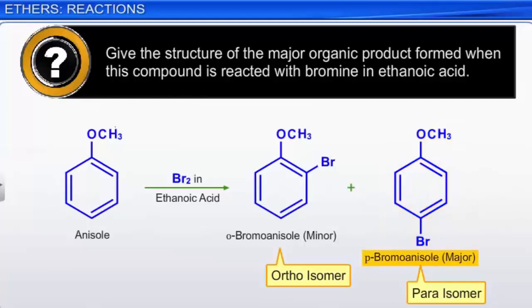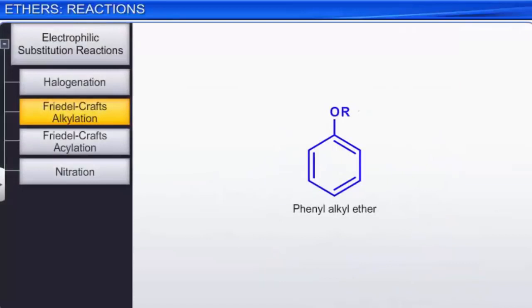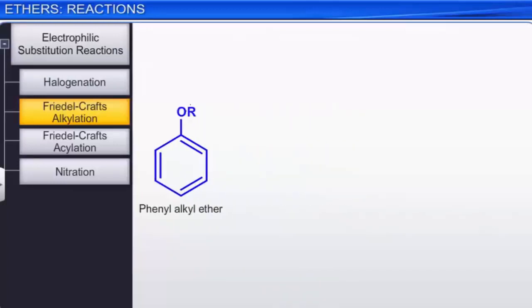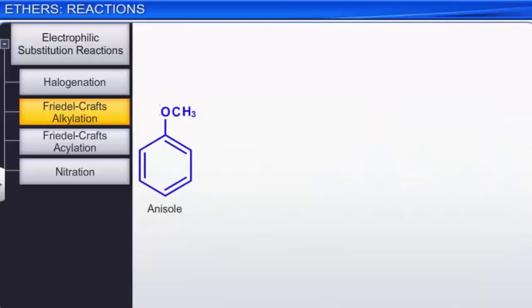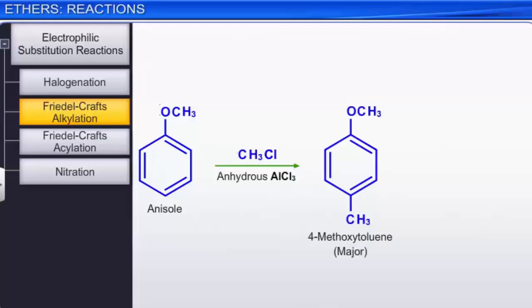Phenyl alkyl ethers will undergo Friedel-Crafts alkylation. Phenyl alkyl ethers react with an alkyl chloride in the presence of anhydrous aluminium chloride, a Lewis acid, and result in the formation of ortho and para isomeric products. The alkyl group of the alkyl halide will attach to the benzene ring at either the para or the ortho position. For example, anisole reacts with methyl chloride in the presence of anhydrous aluminium chloride to form 4-methoxytoluene, which is the para isomer as the major product, and 2-methoxytoluene, which is the ortho isomer as the minor product.